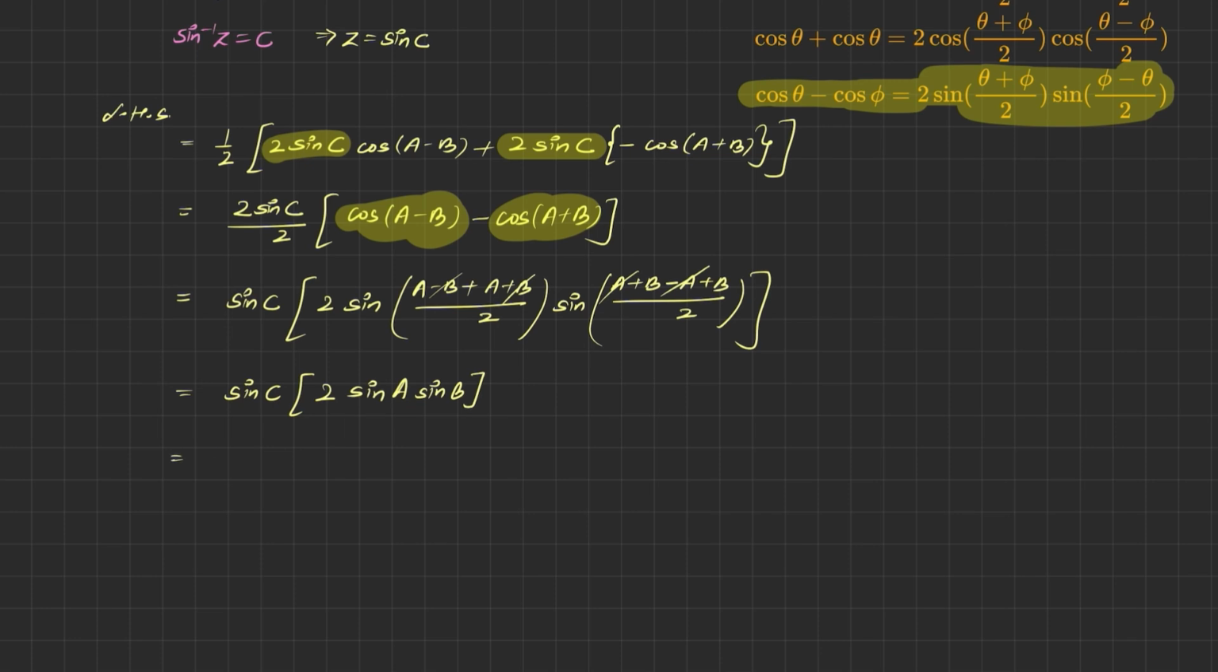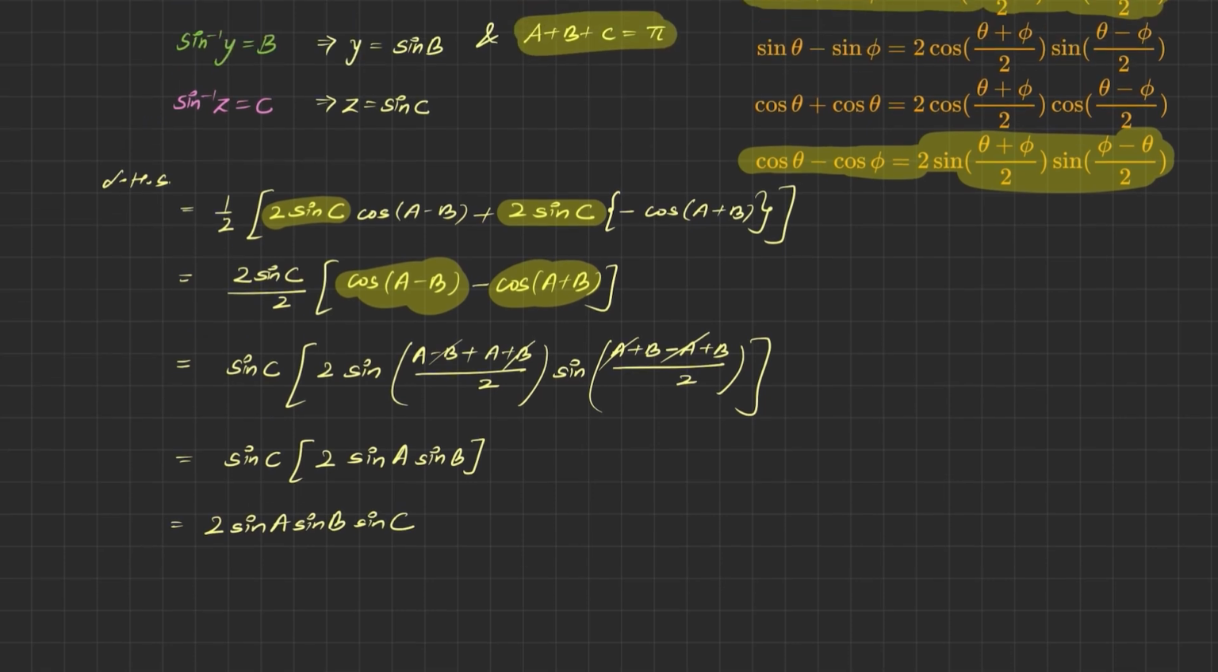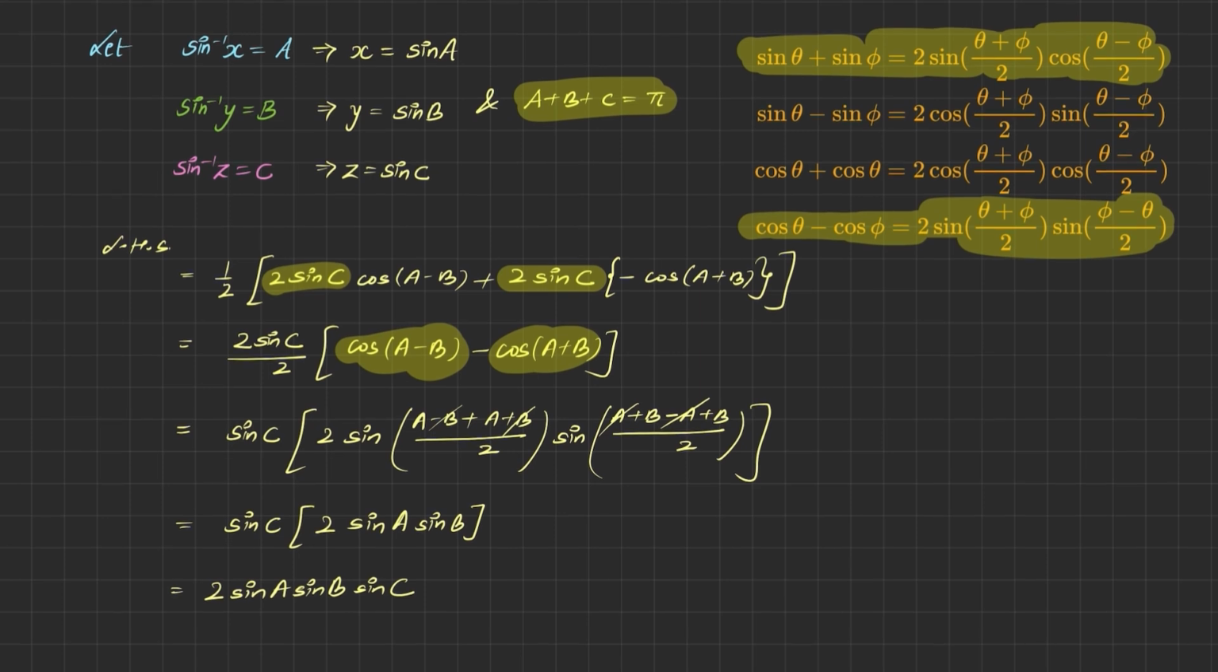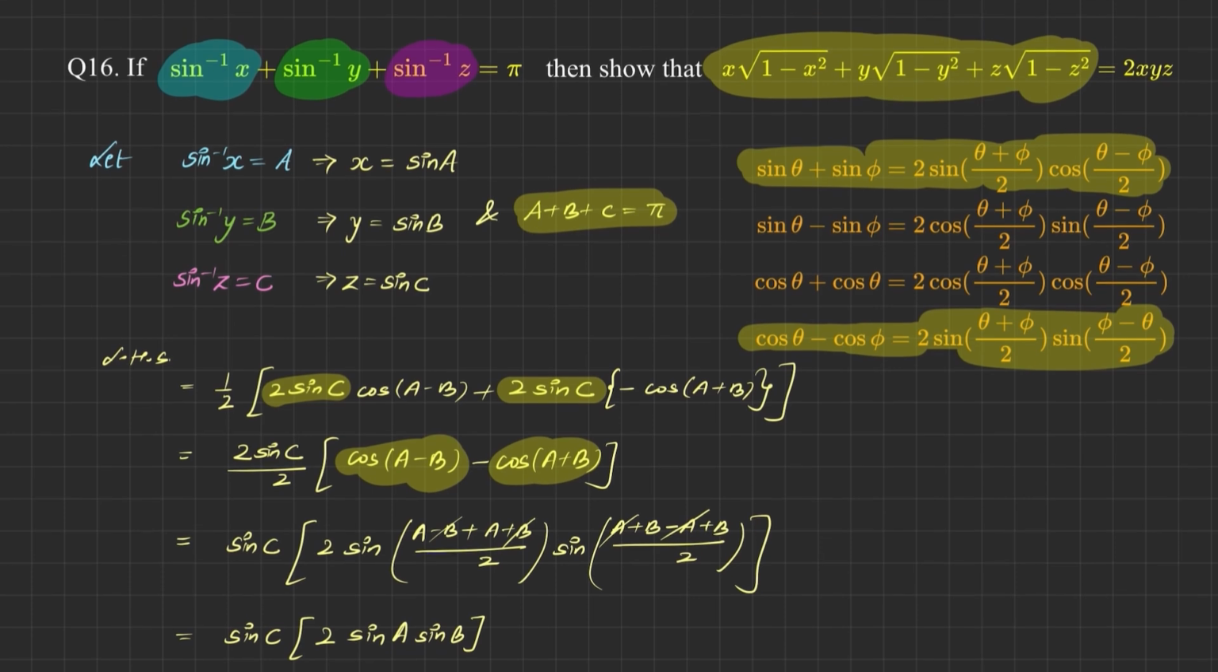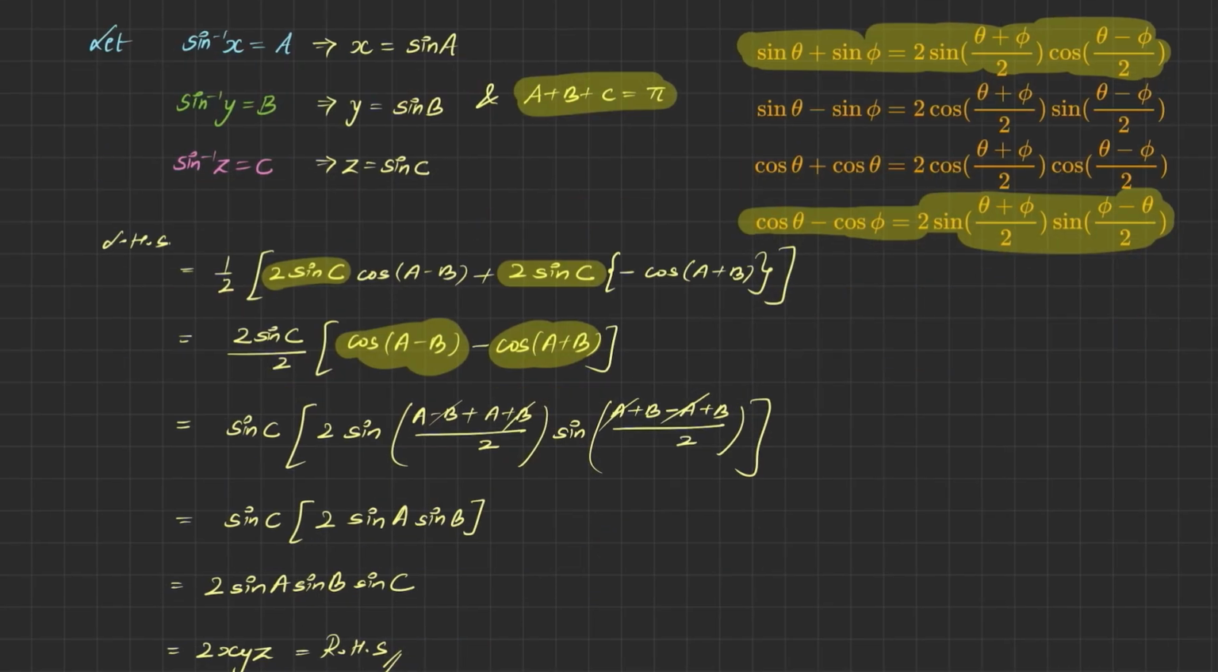So we will have 2 sine a sine b into sine c. But this sine a, sine b and sine c are x, y, z. So we will have 2 into x into y into z, which is equal to the right hand side. Hence proved. Okay, so this was the last question for this video.